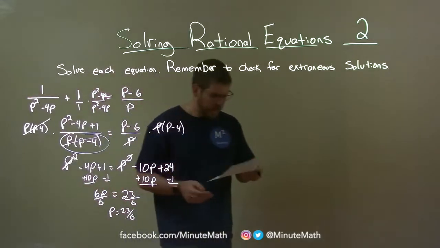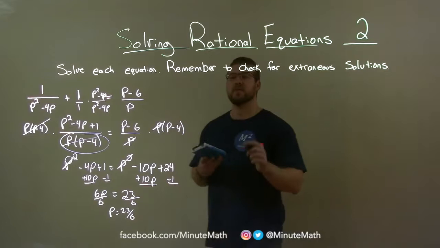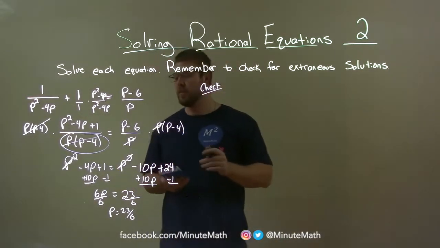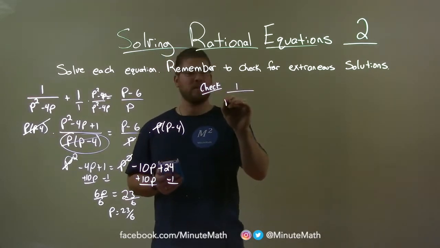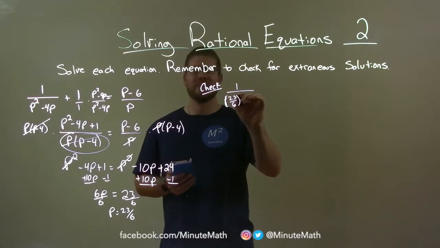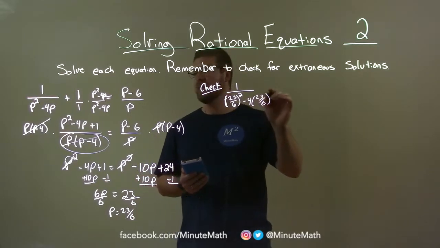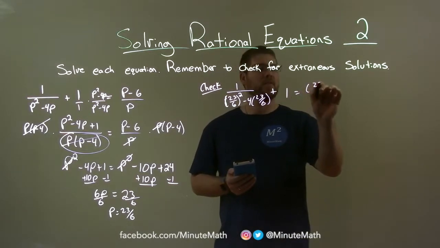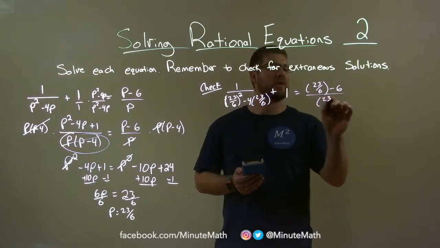Okay? So now they tell us that we need to check that for extraneous solutions. So let's go check this. Check for extraneous solutions. So we're going to plug 23 over 6 in for all of our p values. 1 over, almost wrote p there, 23 over 6 squared minus 4 times 23 over 6. Remember, it's the original equation, so we just have a 1 here, plus 1, is equal to 23 over 6 minus 6 over 23 over 6.